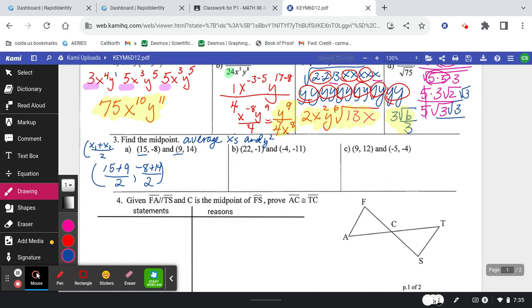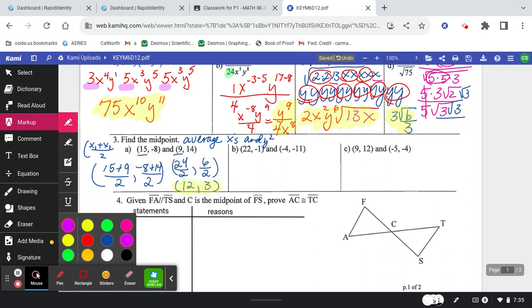What is 24 over 2? 12. Negative 8 plus 14 becomes 6 over 2. So final answer, 12, 3 is my midpoint.